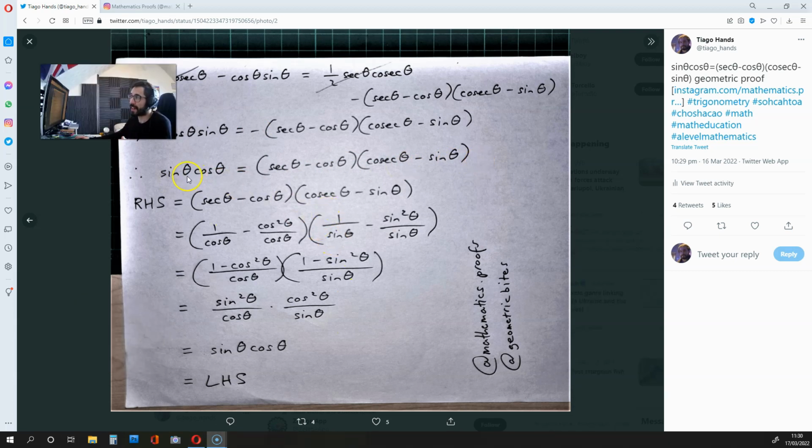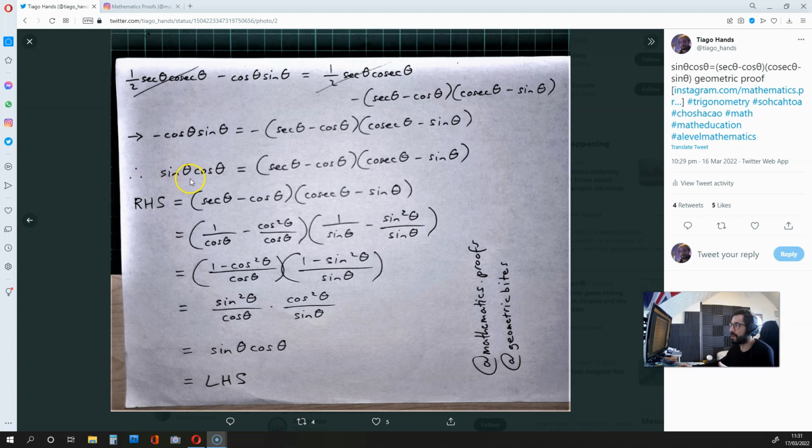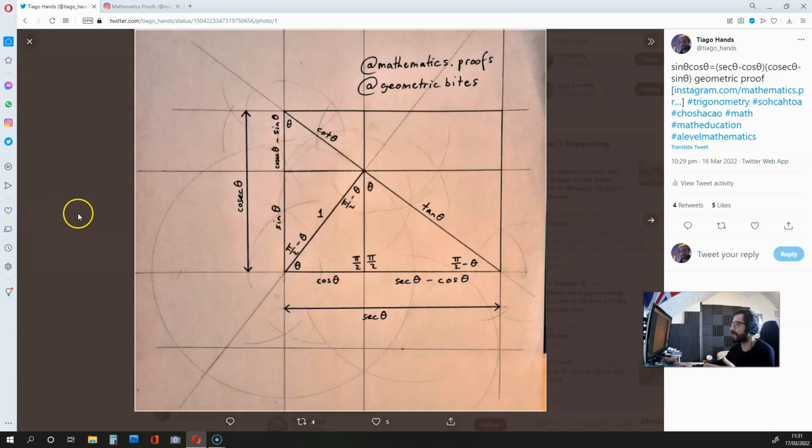Now it can be verified that this is true using the RHS to LHS or LHS to RHS method, like I've done over here. So this is how to prove that sine theta cos theta is equal to sec theta minus cos theta times cosec theta minus sine theta geometrically.